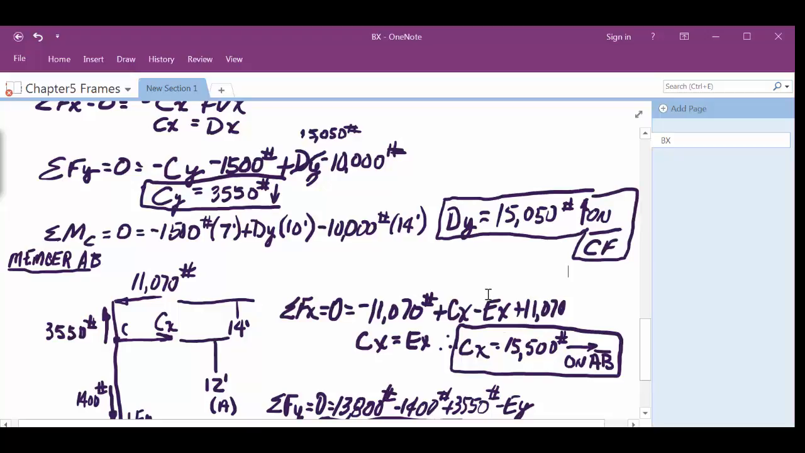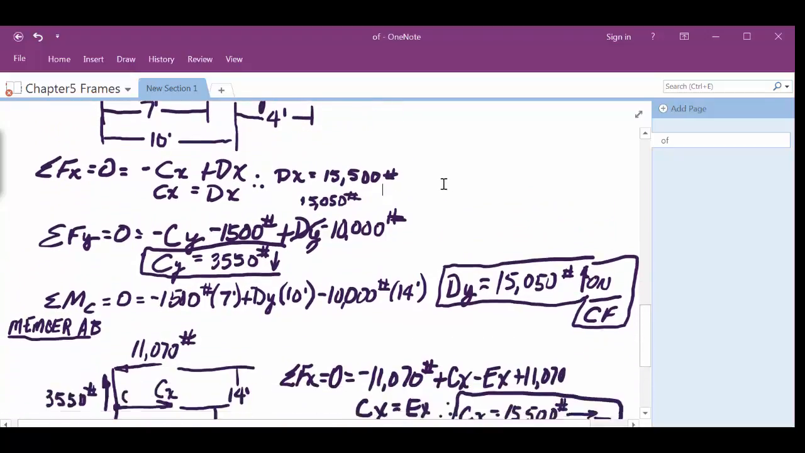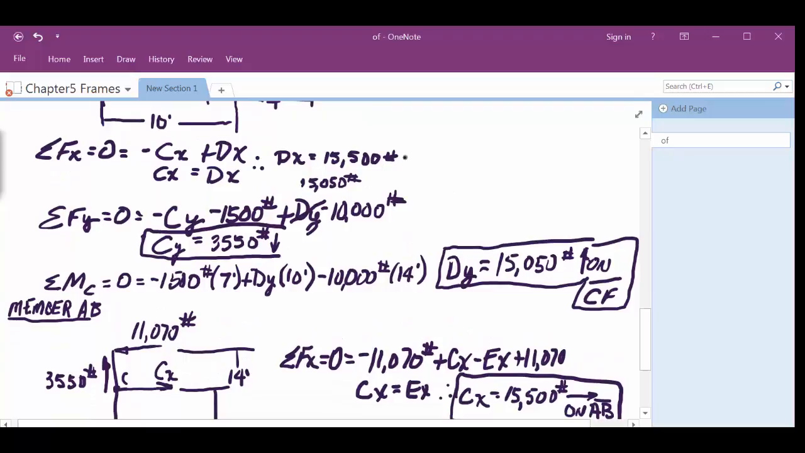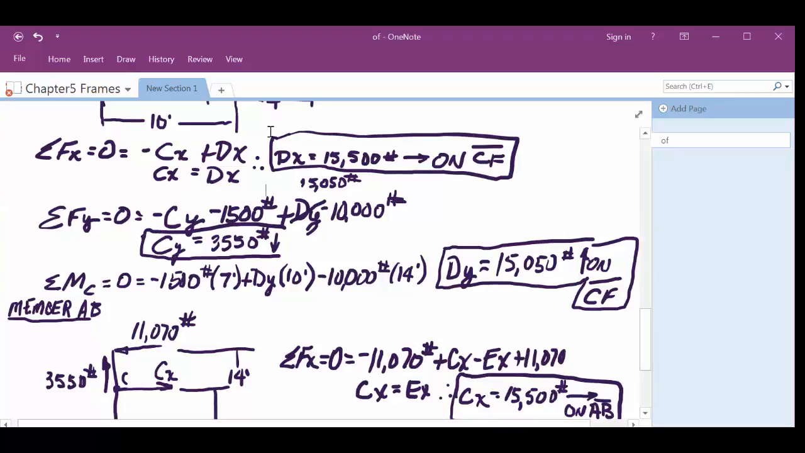Well, while we're here, up here it said that CX was equal to DX, right? So DX equals 15,500 pounds, and DX was going which way on this one? To the right, on member CF. So that will be part of your answer. That means you've got another part of the answer that you can possibly get some more points. That's the way I like to look at it.